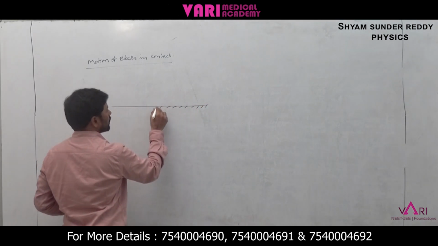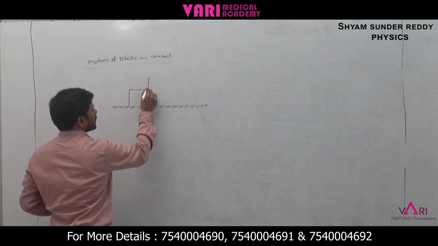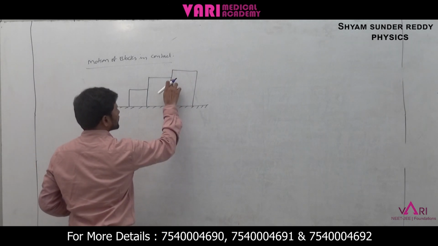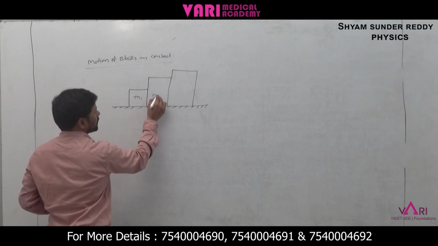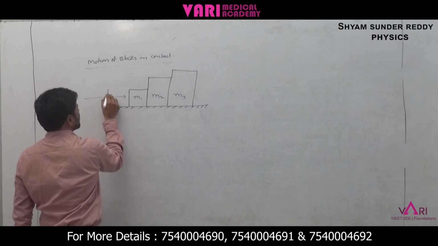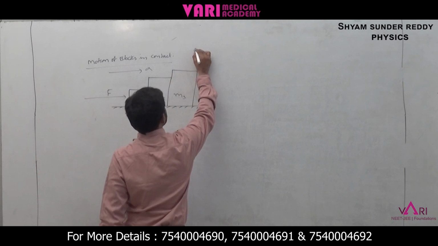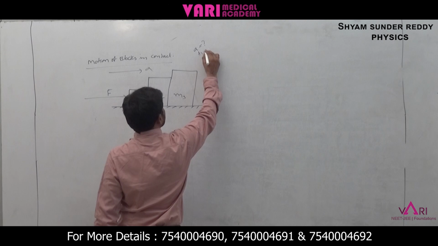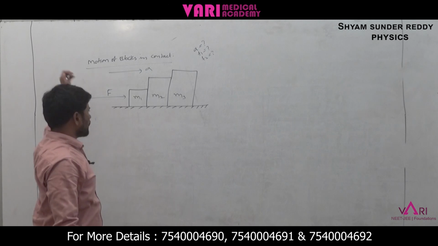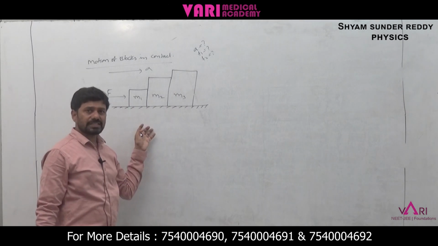So take the horizontal surface. On this, M1, M2, M3, three different masses are in contact. Force is working in this direction, and acceleration is also in the same direction. Then what is the acceleration? What is F1? What is F2? These are the questions. If the direction is changed, the final result will change.